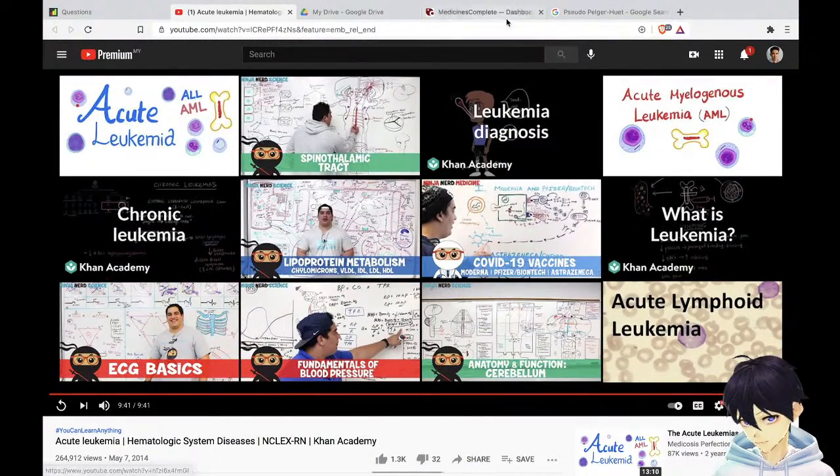I want to know about what group of patients present with what kind of leukemia. The diagnosis here.